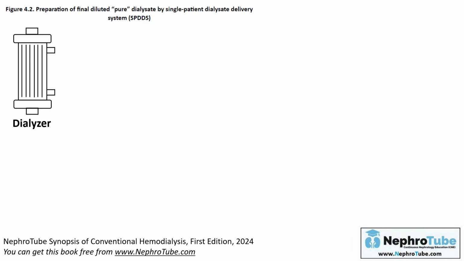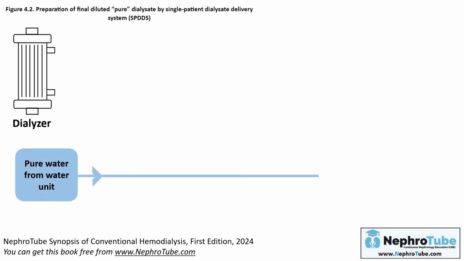Let's go through these steps. This is the dialyzer, and this is the pure water coming from the water unit. We want to form the dialysate so that the dialysate can go through the dialyzer. The pure water coming from the water unit passes through different steps to form the dialysate. The first step, the pure water must be heated. The heater is important to heat the water to a suitable temperature, which is about 35 to 38 degrees centigrade.